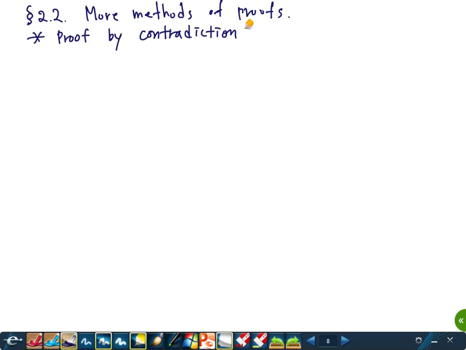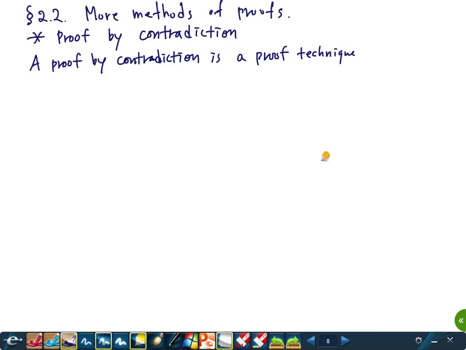So what is this? Let me explain this using a sentence. A proof by contradiction is a proof technique to prove a statement like this. To prove, so usually a statement looks like this. If P, then Q. So if you want to show this, proof by contradiction is going to be like this.